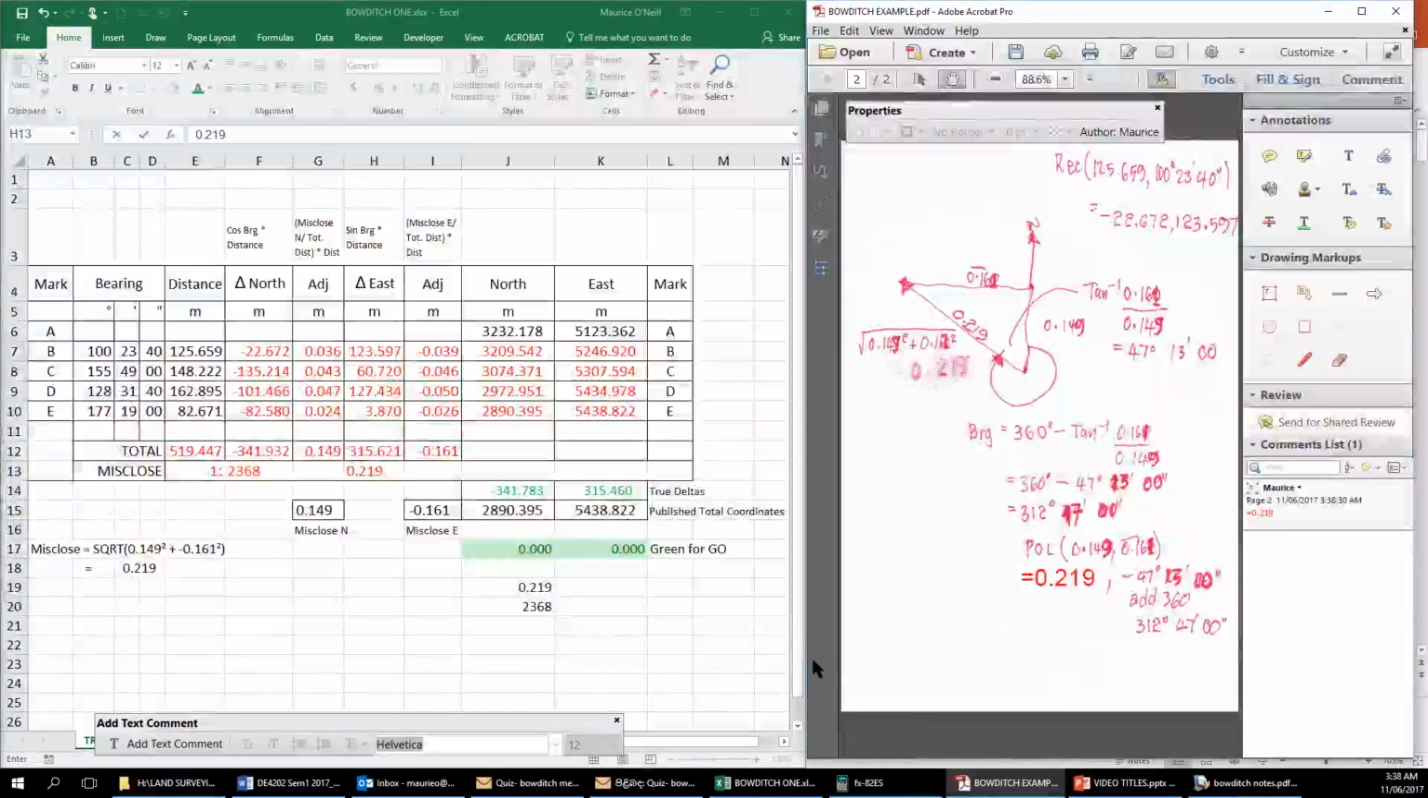Okay, so that's fixed that up, equals 0.219, which is what I've got there, and negative 47 degrees 13. Right, now the bearing.